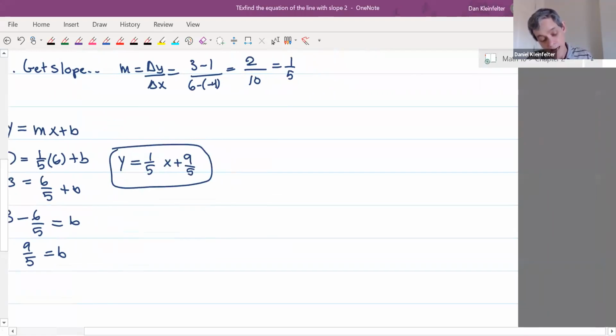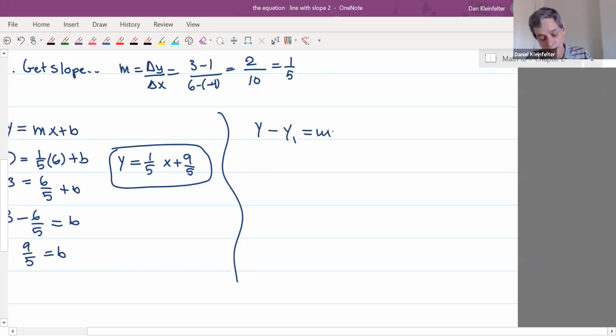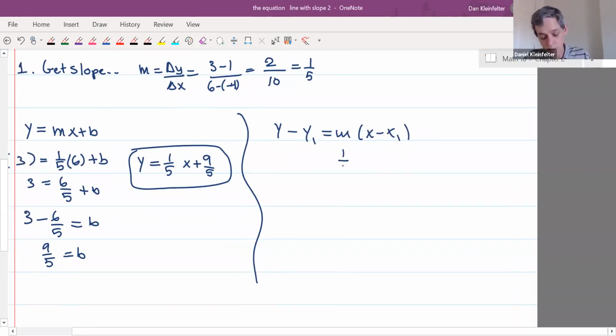All right. And then that second way was to use y - y1 = m(x - x1). All right, so then as before, we'll put in the slope, which was 1/5.